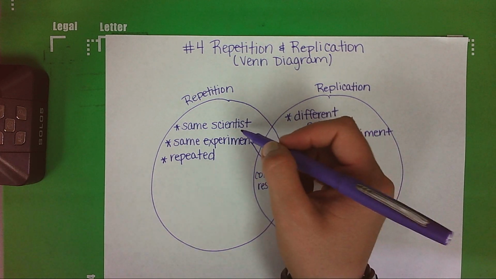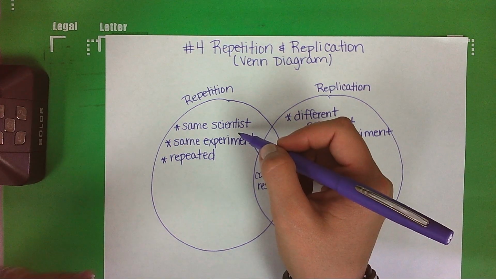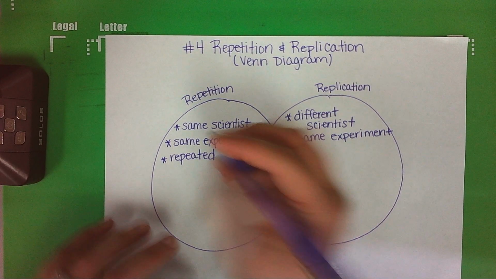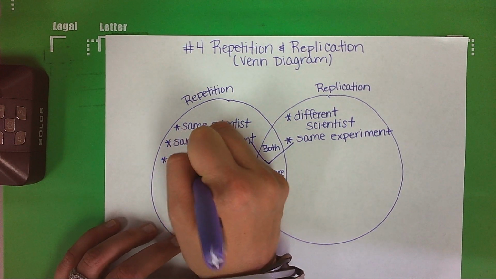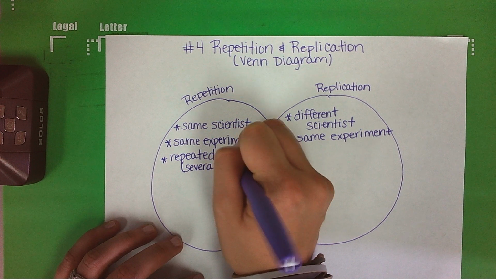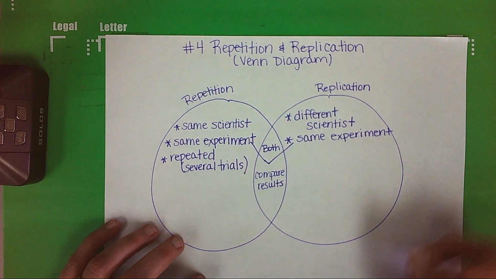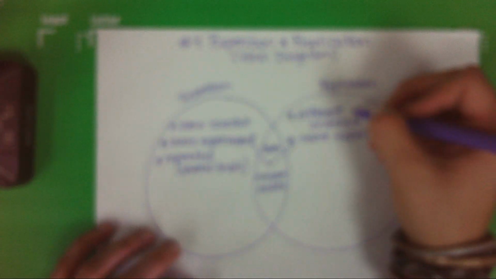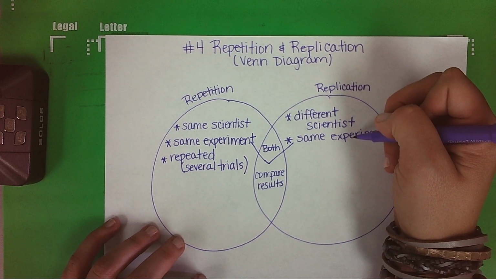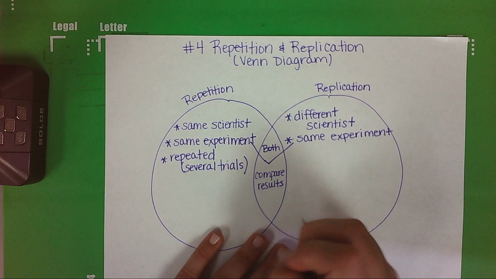So if I were doing an experiment, let's say I did a Skittles experiment and I did several trials. Okay, so let's add here several trials. Alright, then replication would be you doing the Skittles experiment and then we would compare our results.